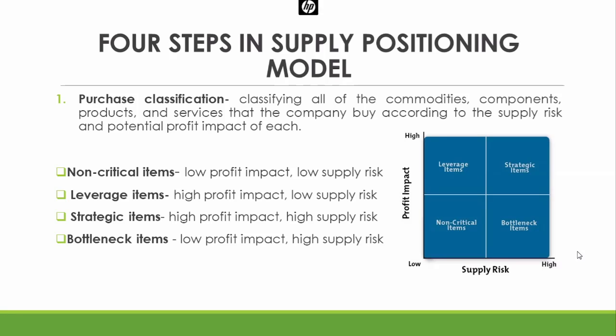Tapos, is it positive ba or negative? In that way, malalaman natin kung saan belong yung particular product, kung anong type of strategies ang nidi-adapt ng isang company. Ang una na dyan ay yung non-critical items. For non-critical items, it has a low profit impact and low supply risk. Ito yung products na easy to buy and has a low impact on the financial result.